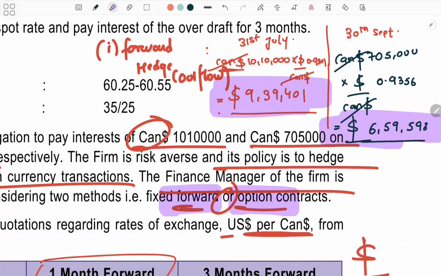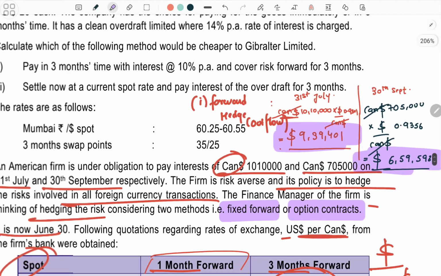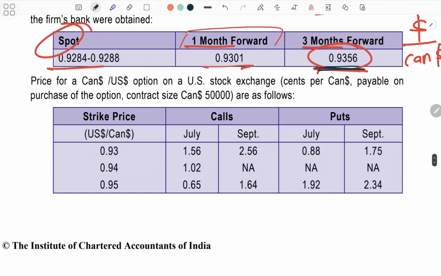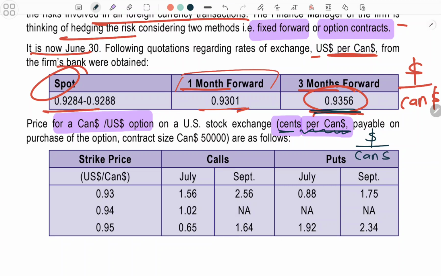Now, one thing I've done, forward is done. Second is the options contract. Here we have to pay attention. For options, let's read further on. Price for Canadian dollar by US dollar, this is not correct, because they've said further, cents per Canadian dollar. Cent is nothing but the equivalent of paisa in rupee. So this is US dollars and US cents, per Canadian dollar. These quotes are dollar by Canadian dollar quotes.